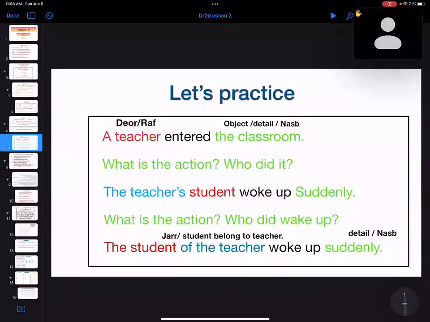Okay. Now let's practice. When I say a teacher entered the classroom, what is the action? Entered is an action. And who did that action? A teacher. So teacher should be Rafa in status, right? He is the doer. Okay. Our teacher entered the classroom. So where did he enter? In the classroom, right? So now we are getting the answer of where. So this is basically our detail. So that should be nasab in status.